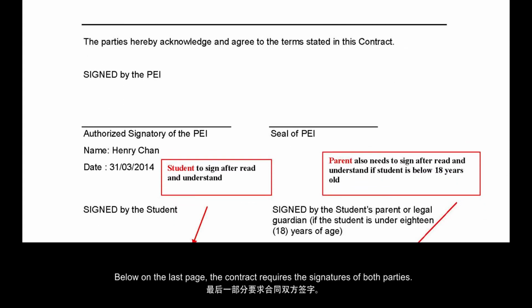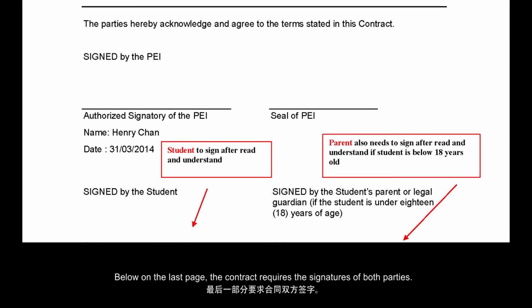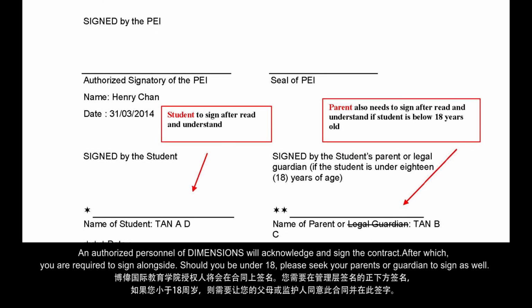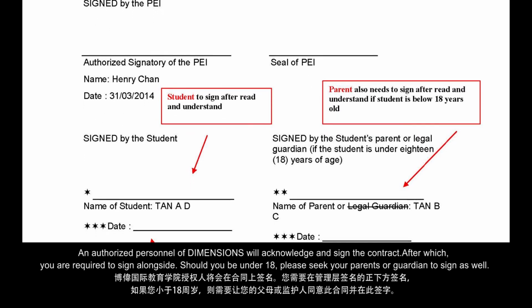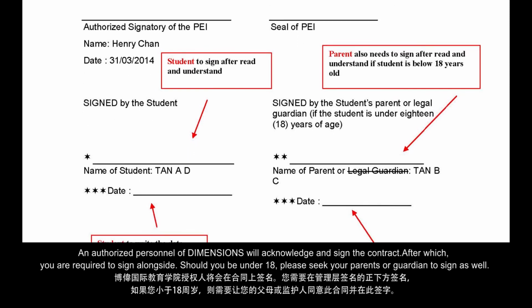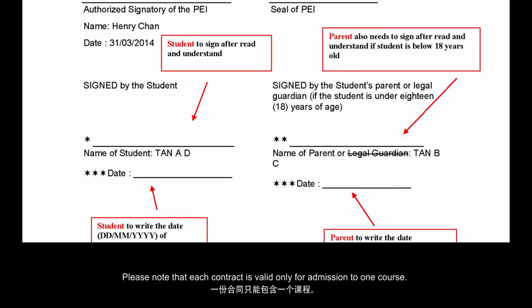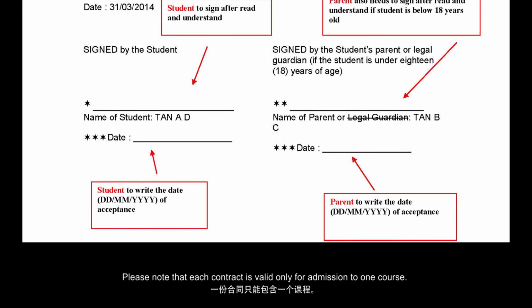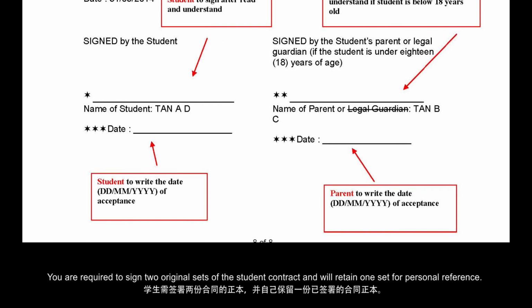Below on the last page, the contract requires the signatures of both parties, and authorized personnel of Dimensions will acknowledge and sign the contract, after which you are required to sign alongside. Should you be under 18, please seek your parents or guardian to sign as well. Please note that each contract is valid only for admission to one course. You are required to sign 2 original sets of the student contract and will retain 1 set for personal.